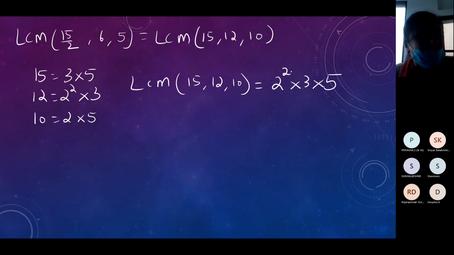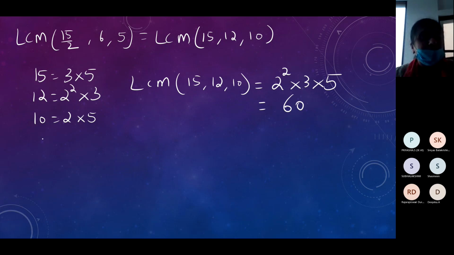Nandini, any doubt there? The prime factors we see are 2, 3 and 5, correct? The highest power of 2 is 2. The highest power of 3 is 1. And the highest power of 5 is 1. So this is 15 fours are 60.